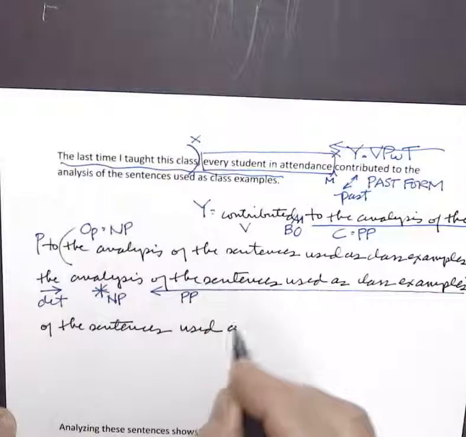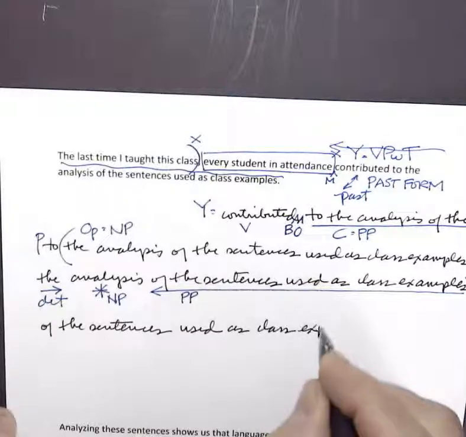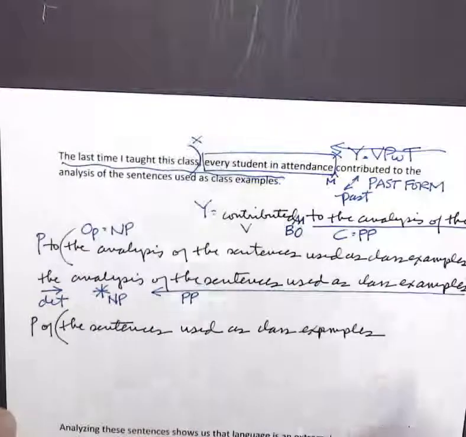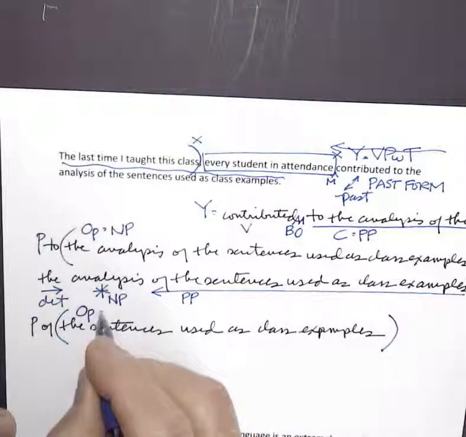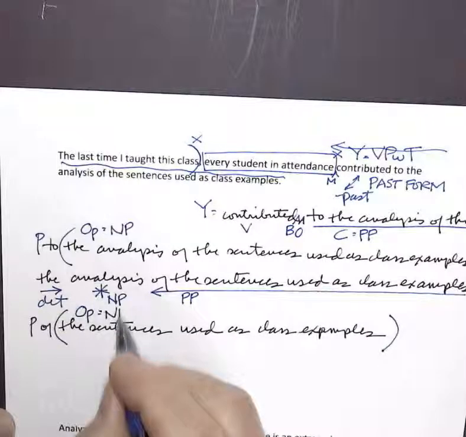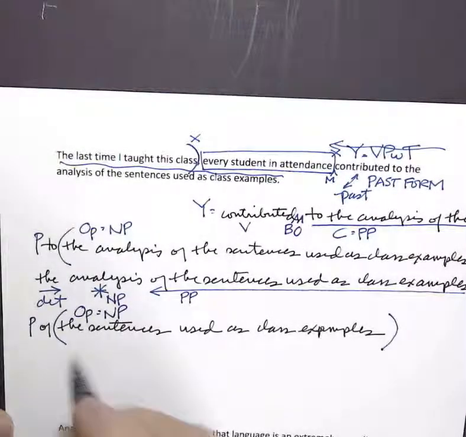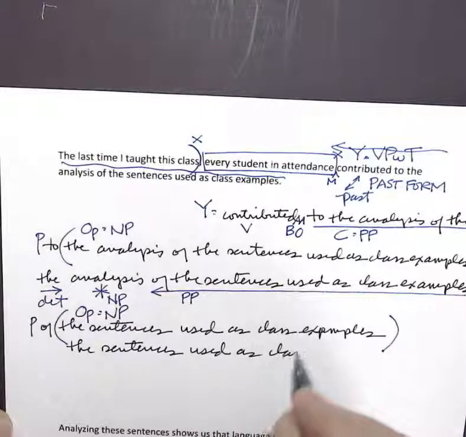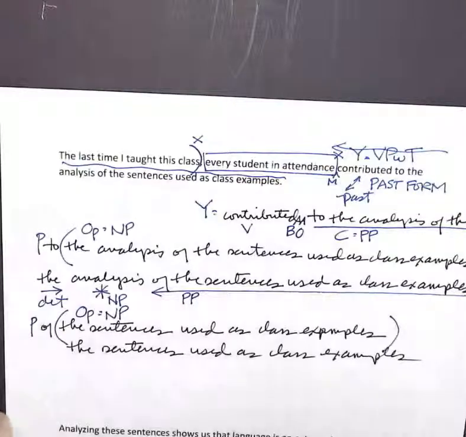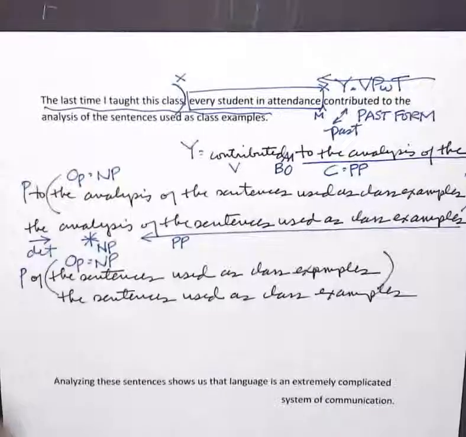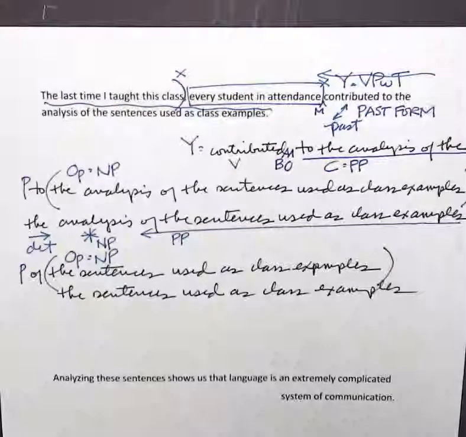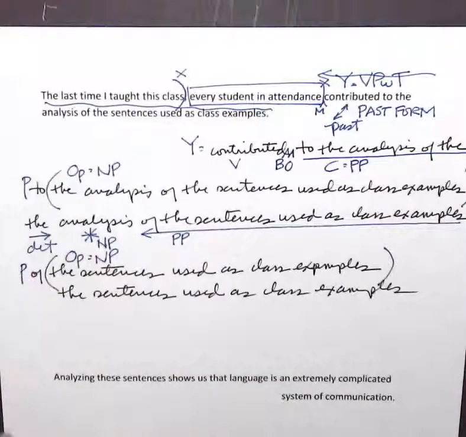Of the sentences used as class examples. Preposition. Object of the preposition is a noun phrase. Okay, and now we have to rewrite that noun phrase again. The sentences used as class examples. Whoops, getting a little crooked here. Okay, and now let's continue here. The sentences used as class examples.